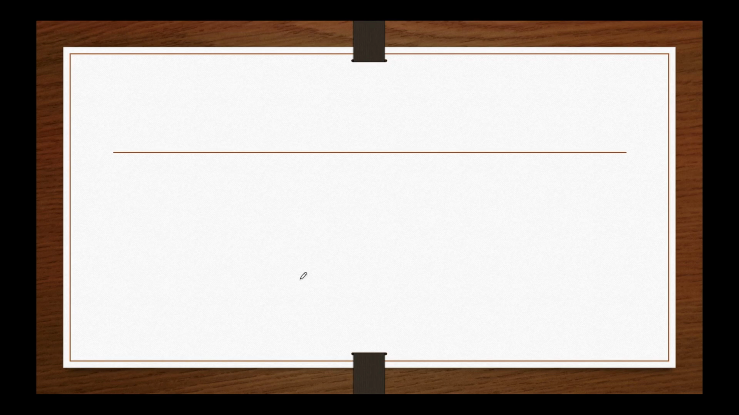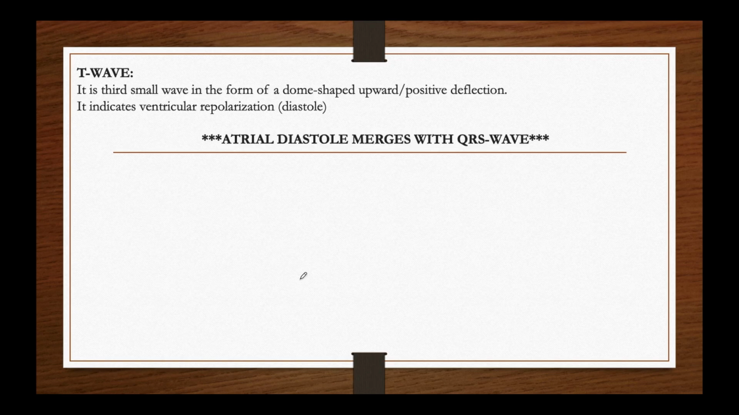Now, after the QRS complex, the next wave we get is the T wave, and this is the third small wave, and it's in the form of a dome shape. It's an upward or positive deflection, and it indicates ventricular repolarization, or the diastole, the resting phase of the ventricles. And one important thing we must know is that the atrial diastole merges with the QRS wave, and so we do not have a representation of the atrial relaxation on the ECG.